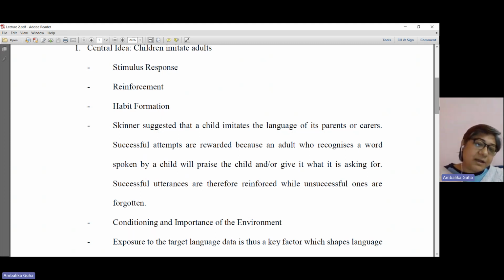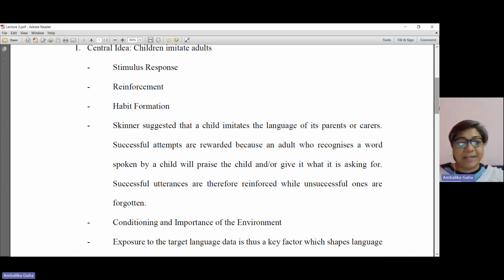So behaviorists are claiming that a child develops language through the process of stimulus and response. Whatever you hear, you say, or whatever behavior you notice, you repeat, and that behavior is conditioned through the process of reinforcement. I just read what Skinner suggested here, that a child imitates the language of its parents or carers. So here we are talking about imitating the language of the environment.